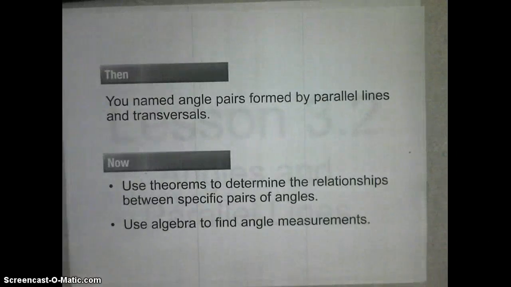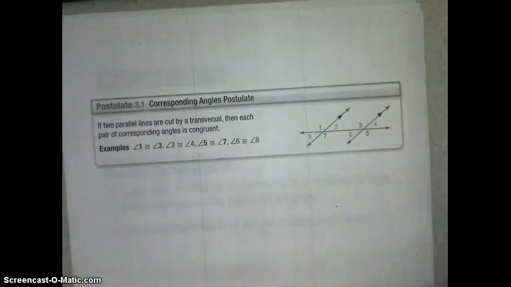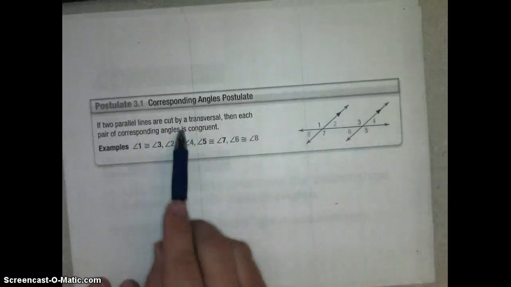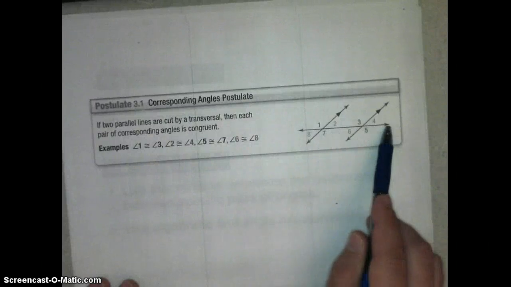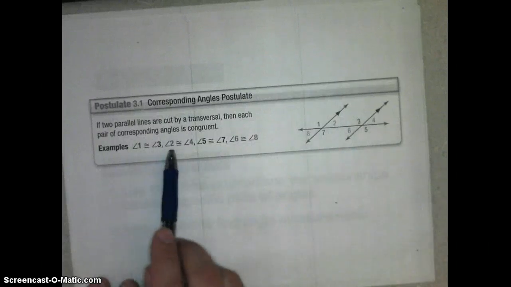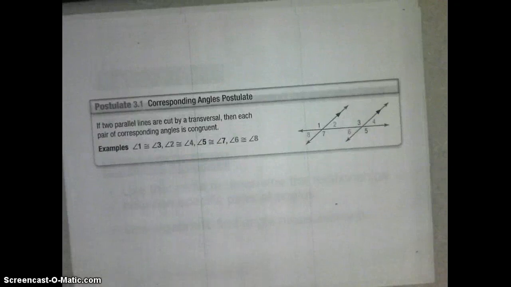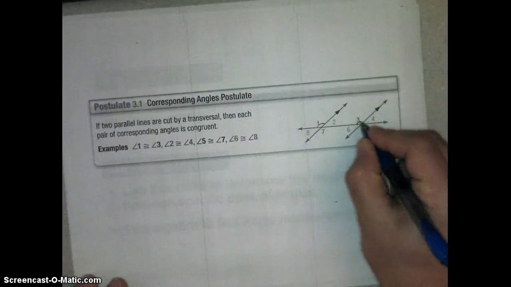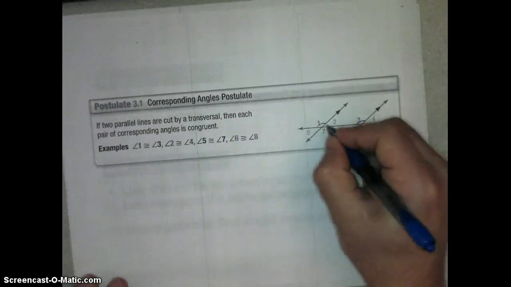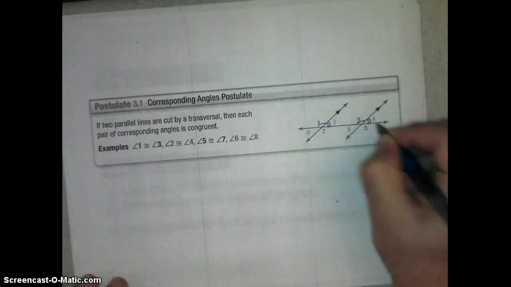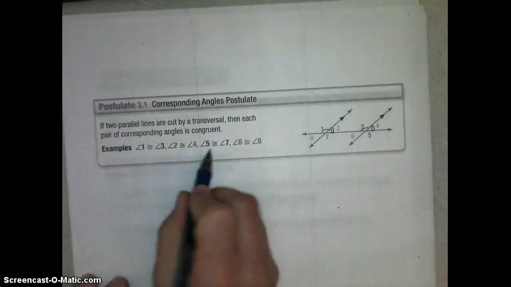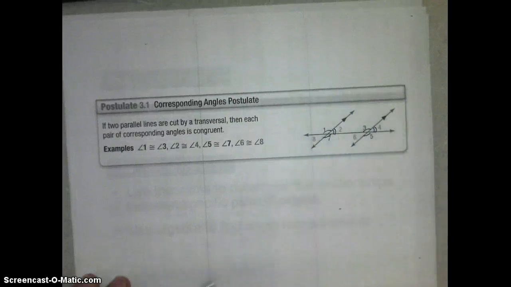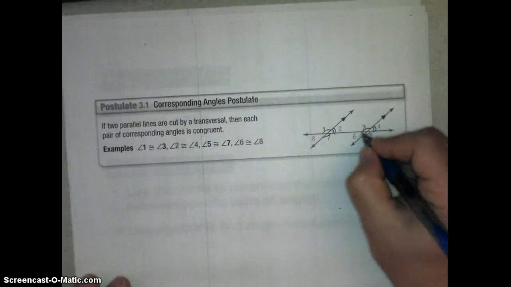So let's take a look at our first postulate. It says if two parallel lines are cut by a transversal, that just means intersected by this transversal, then each pair of corresponding angles are congruent. So we have angles 1 and 3 that are congruent. We have angles 2 and 4 that are congruent. We have angles 5 and 7 which are congruent, and those will actually be the same as 1 and 3 in measure. And angles 6 and 8 are congruent.